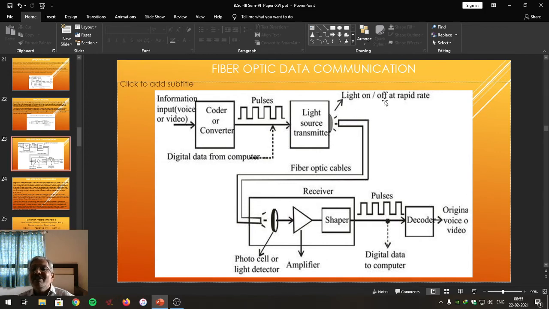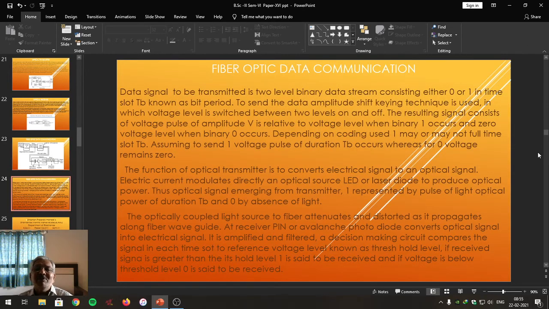Here it is represented: light is on provided the input signal is at a higher level. It is off if the signal is 0, because within the bit period only the digital pulses are passed. Within that period only the LED will be turned on or off. Hence it is to be treated as on and off taking place at a very rapid rate. So this is all about how digital data is communicated.